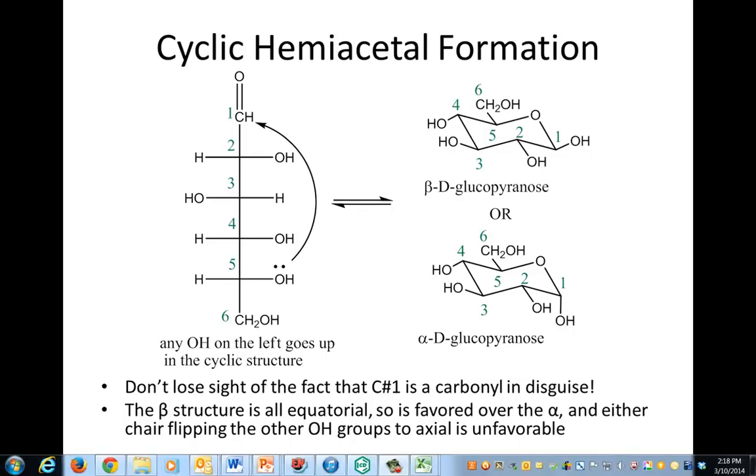It probably won't surprise you to realize that the beta D-glucopyranose ring is a little bit more stable because all of the OHs are equatorial, and alpha is not quite as stable because of the steric crowding problem. So this one is a little more favored than that one. And also, don't lose sight of the fact that this carbon number 1 is really what was the carbonyl in the open chain form. And in a biological system, these things are in equilibrium and going back and forth all the time.